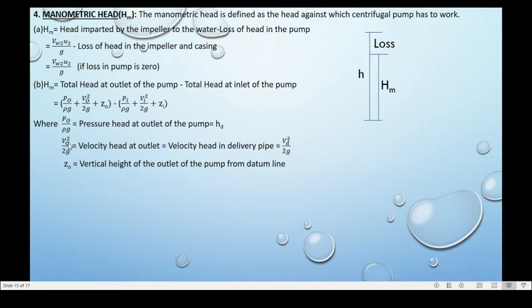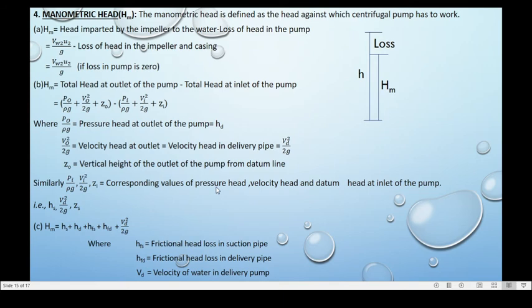Next is your V0 square by 2g. This is the velocity at the outlet, or you can say the velocity in the delivery pipe, represented by Vd square by 2g. Next, what is Z0? The vertical height at the outlet of the pump from the datum. Similarly, the corresponding values of pressure head, velocity head and datum head at the inlet of the pump are given as Hs, Vs square by 2g and Zs. So here Hs is nothing but your suction head, so Ps by rho g is your suction head.